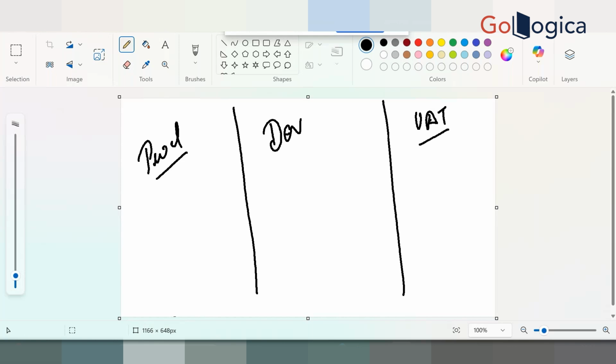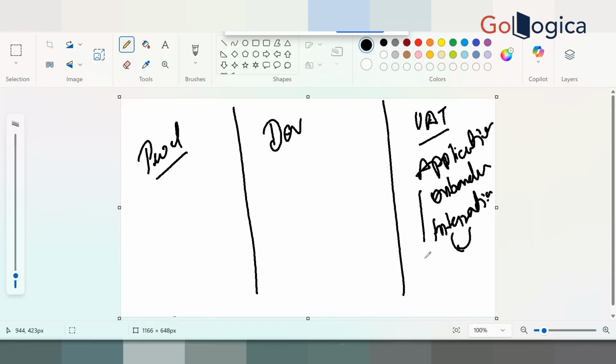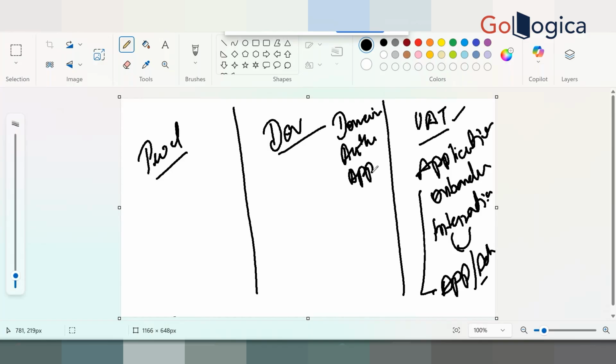In UAT, whatever we are going to test for any applications, onboarding, or any integration we are doing with the application team or any administrator team, we generally work on the UAT platform. In the development platform, we know what all the domains are, what all our authoritative sources are, and we already know what all the applications are.